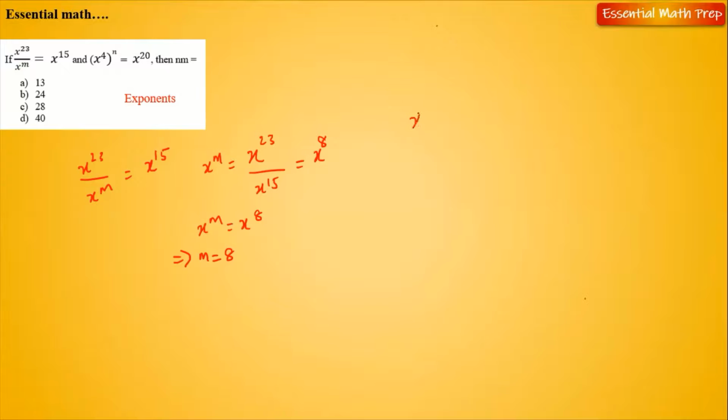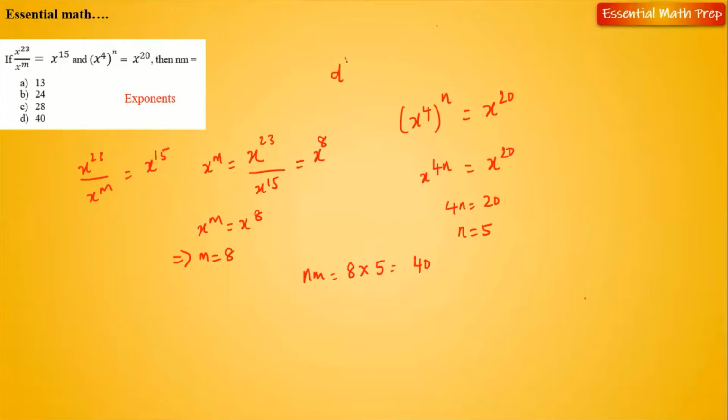Similarly, x to the 4 to the power n equals x to the 20. This is the same as writing x to the 4n equals x to the 20. When the base is the same, 4n equals 20, so n equals 5. Now we know m and n, so n times m equals 5 times 8 equals 40. So the correct answer is D.